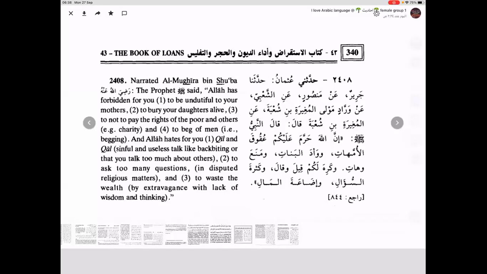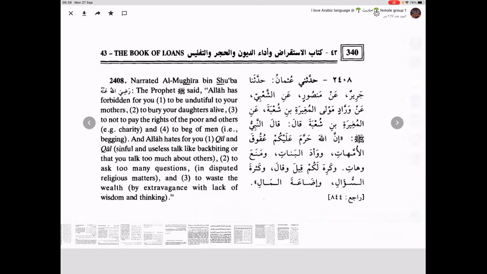Okay. Any of you share a screen and open the hadith. Okay, read this hadith. The Book of Loans, narrated by Mughira ibn Shu'ba, may Allah be pleased with him: the Prophet, peace be upon him, said, Allah has forbidden you to be undutiful to your mothers. The sound is too low, Miss Khadija. Sorry. Okay, better? Yes, a little better.